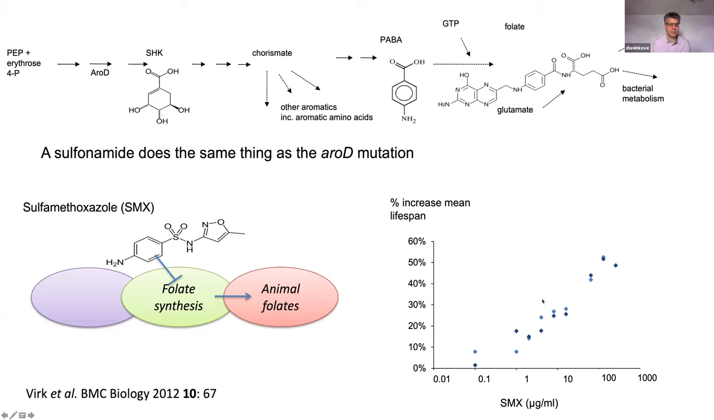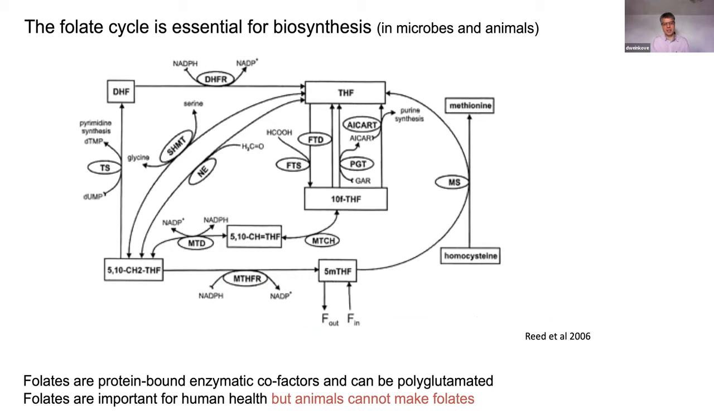So the folate cycle is very complex, and it's basically used for biosynthesis of key building blocks of life, such as nucleic acids and amino acids and so on. But the folates are working in an enzymatic way as cofactors for several enzymes. And so they're a cycle, and they get recycled. So actually, folates themselves are not needed very much. But what they do is they shuttle one carbon molecules through this for biosynthesis. Now, folates are very important for human health, but animals can't make folates. So we require folates from our diet and from our gut microbes.